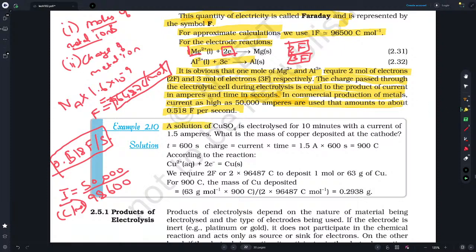A solution of copper sulfate is electrolyzed for 10 minutes with a current of 1.5 amperes. What is the mass of copper deposited at the cathode? We should convert the time into the SI unit, 10 times 60 being 600 seconds. Charge equals current times time, which is the basic definition, Q equals IT.